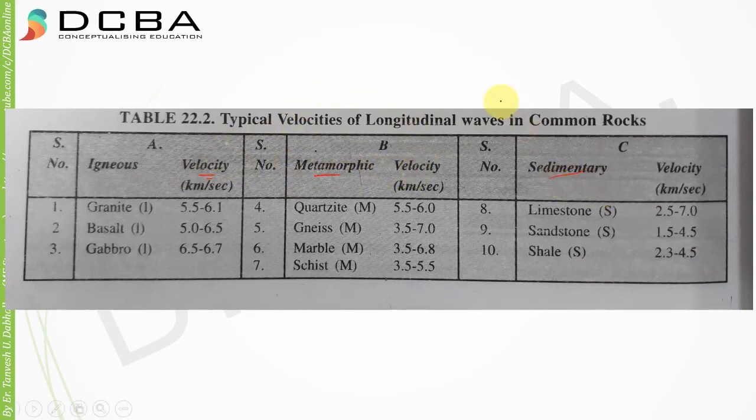In sedimentary rocks it would be the least, because it depends on the degree of compaction that has taken place, and generally that compaction is not much. Only in a few is the degree of compaction high. Therefore here the velocity will be the least. So when shock waves are studied through igneous, metamorphic and sedimentary rocks, these are some typical examples of the velocity that we will get if the shock waves pass through these particular rocks.